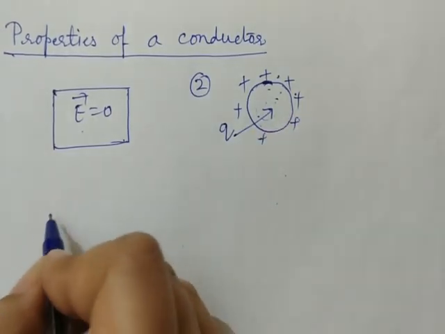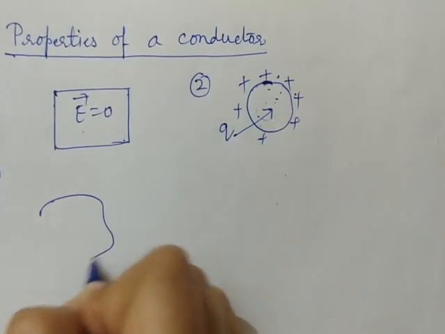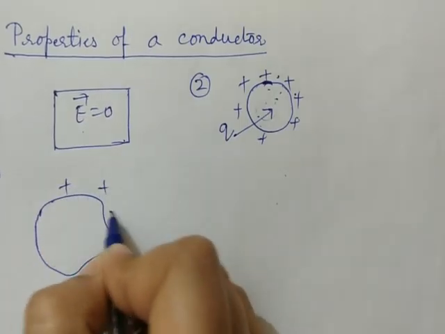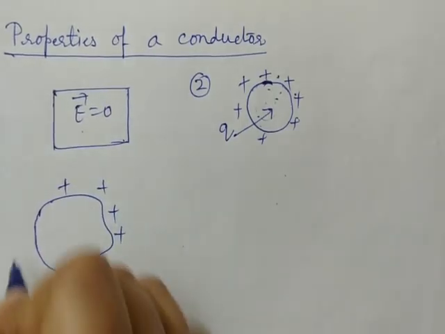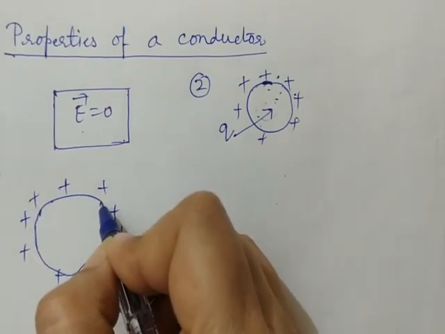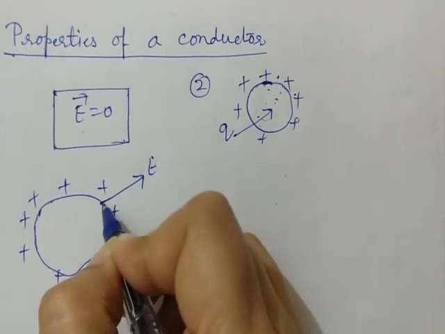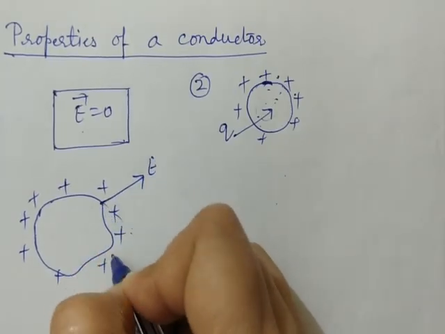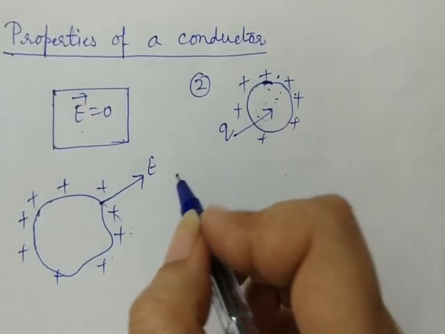Third property is, if we have a conducting surface and it has charge, then the electric field at any point on this surface will always be perpendicular to this surface. It cannot be in this direction, along the surface.